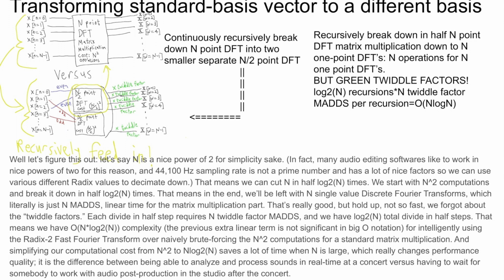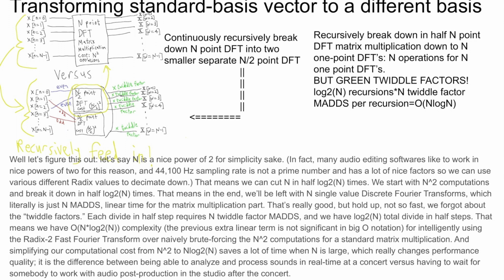Each divide-in-half step requires n twiddle factor MADs, and we have log 2 n total divide-in-half steps. That means we have order n log n complexity. The previous extra linear term is not significant in big O notation for intelligently using the radix-2 fast Fourier transform over naively brute-forcing the n squared computations for a standard matrix multiplication. And simplifying our computational cost from n squared to n log n saves a lot of time when n is large, which really changes performance quality.